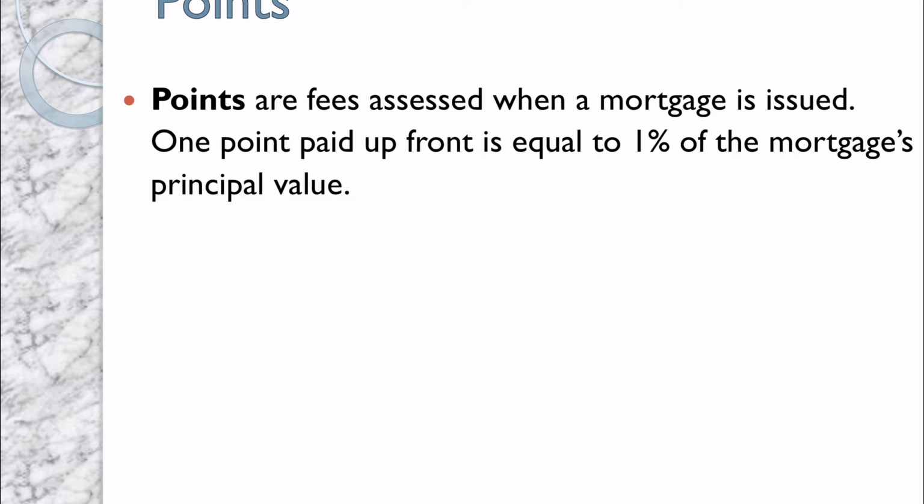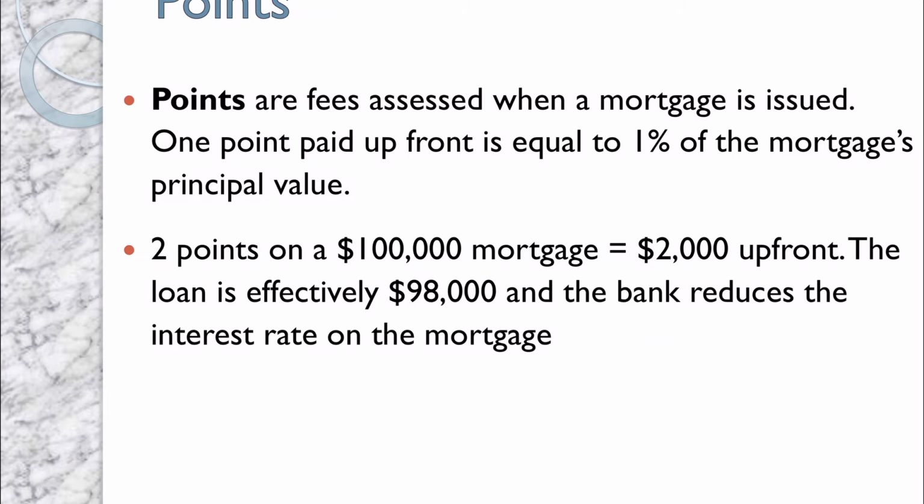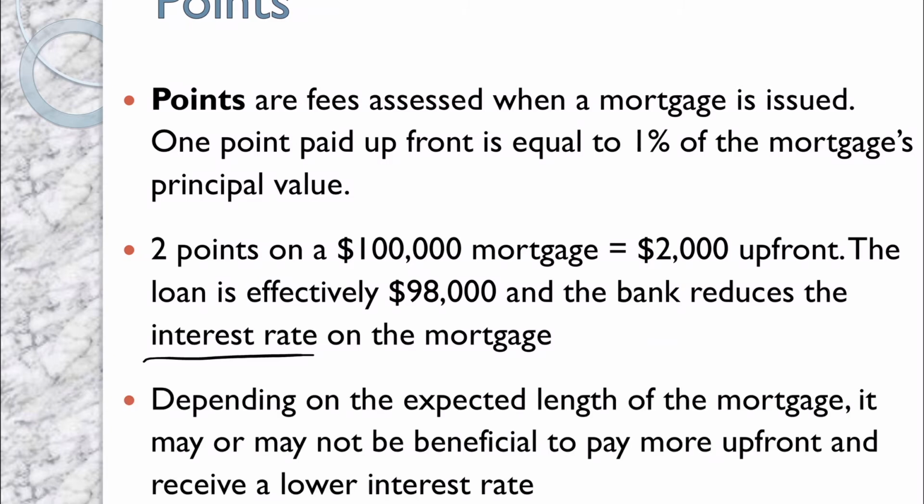So let's just move forward with what an actual point is. 1 point paid up front is equal to 1% of the mortgage's principal value. So let's say, for example, you get 2 points on a $100,000 mortgage. That would be a $2,000 upfront cost. And so the loan is effectively $98,000, and the bank reduces the interest rate. So you're actually paying a lower interest rate on this loan. But what's unique about this is that you're still making a payment that is based on that $100,000 mortgage. So depending on the expected length of the mortgage, it may or may not be beneficial to pay more upfront and receive a lower interest rate.